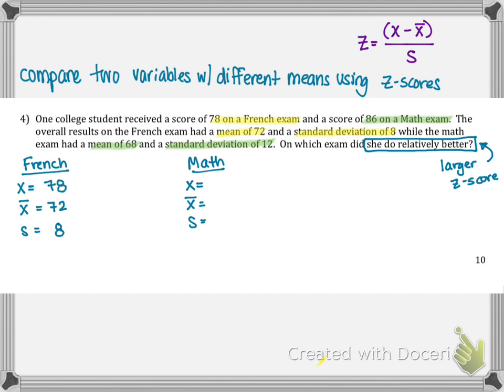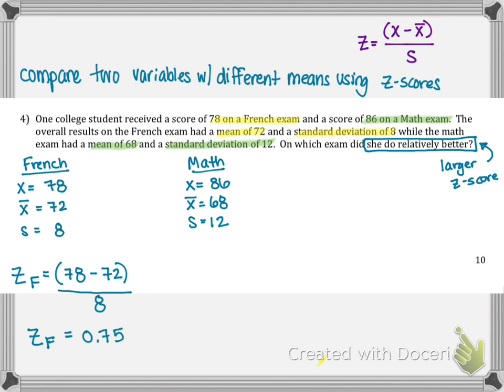So let's move to math. We know that the mean for math is a 68, and the standard deviation is 12, and looking at the actual score we got, we scored an 86. So our goal is to create a z-score for French and a z-score for math. So I'm going to make a z with an F subscript for French, and we're going to set up the work here. So that would be 78, our X value, minus our mean, 72, close the parentheses, all divided by the standard deviation. And if we do this work in our calculator, you'd find that the z-score for French is 0.75.